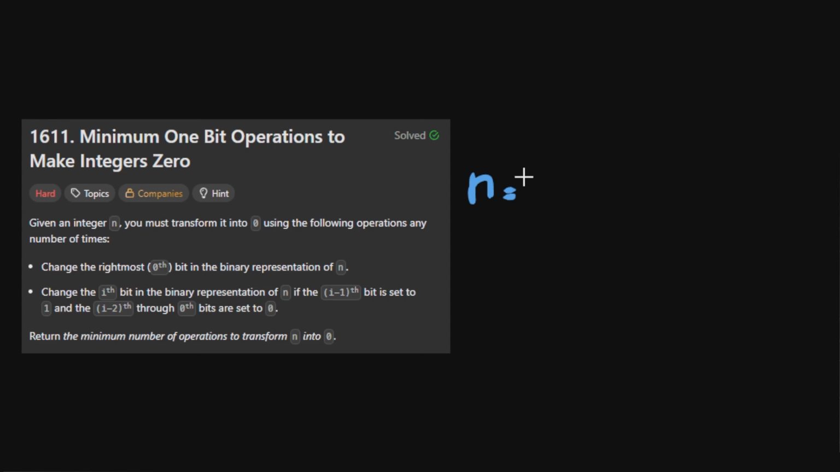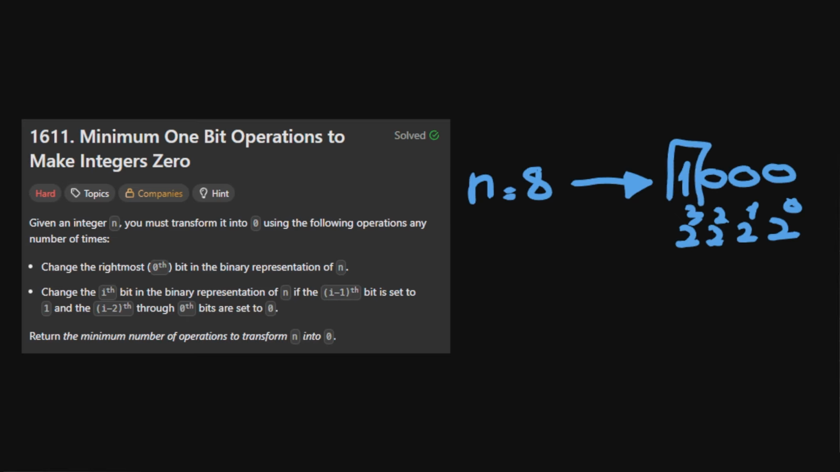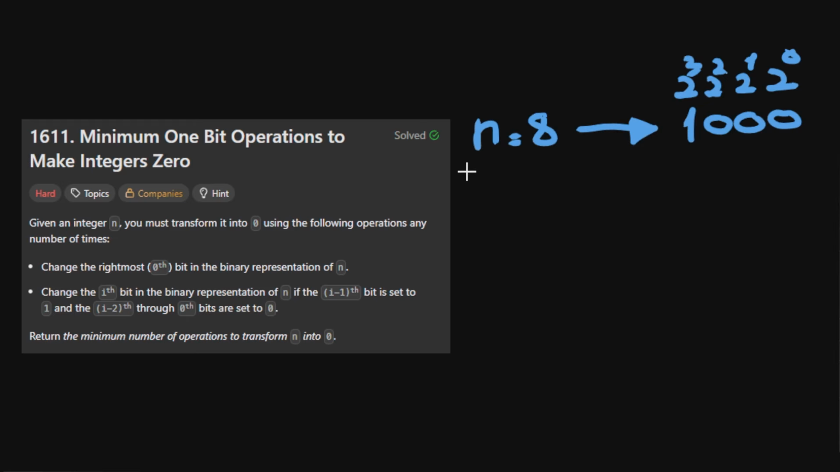Now let's say that we are given some power of 2. Let's say that we are given number 8. The binary representation of this is 1, 0, 0, 0. So we need 1 2 to the power of 3 to get this base 10 representation. And now the question is, how many operations do we need as a minimum to transform this into 0?